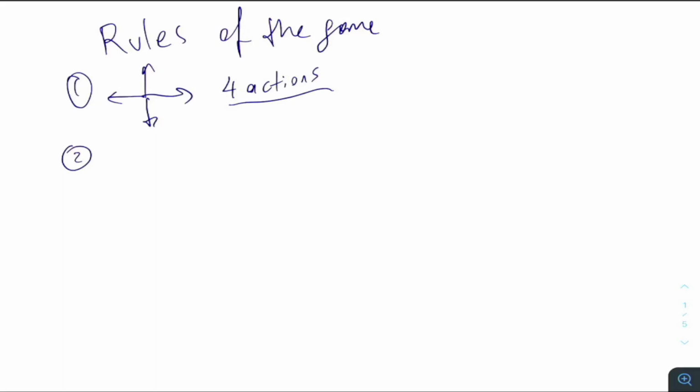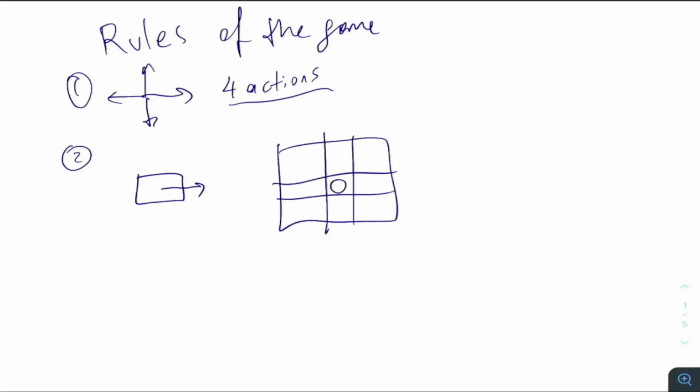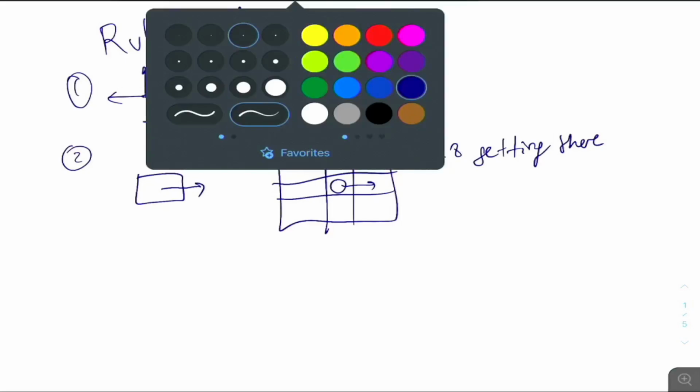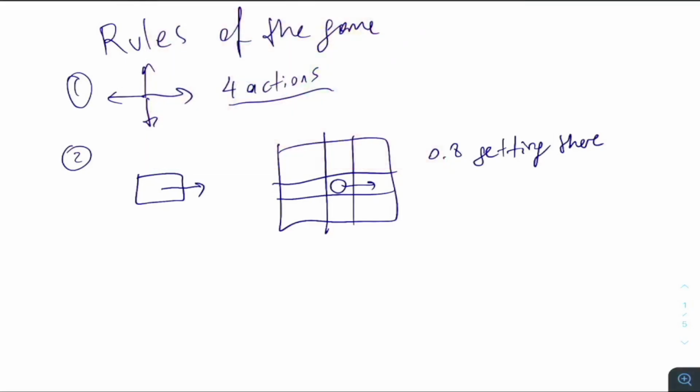If you go right, there is... Let's say you want to go right. Okay. And if you go right, there is a 0.8 chance of getting there, right? However, there is also a 0.1 chance of getting to this location, right? And also a 0.1 chance of getting to this location.